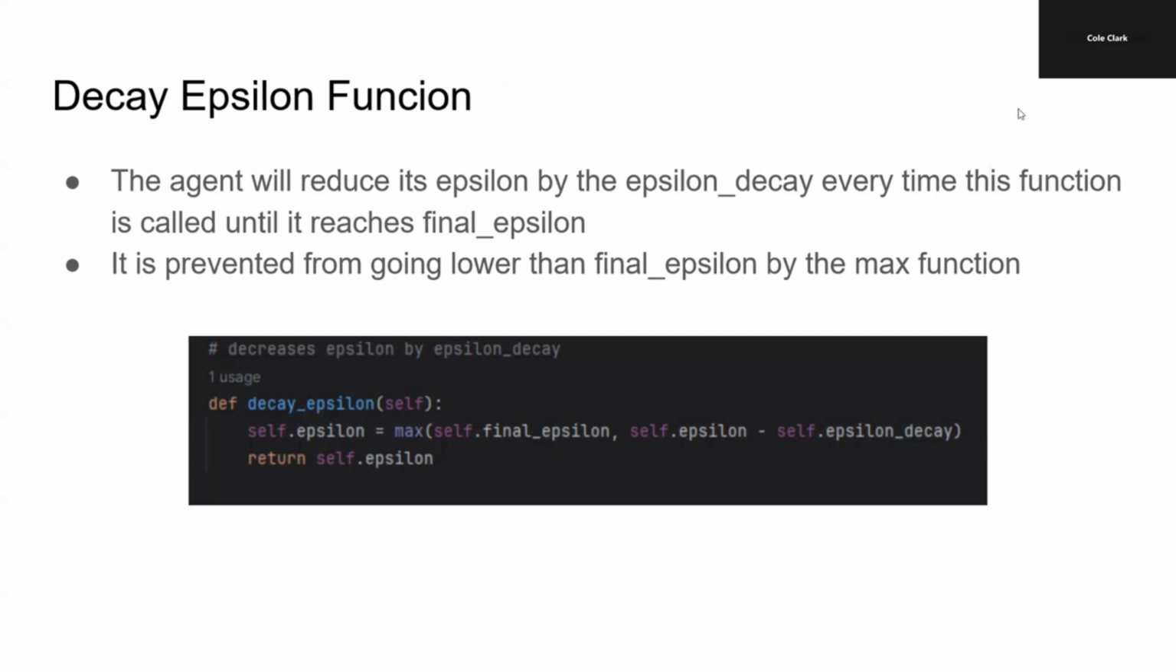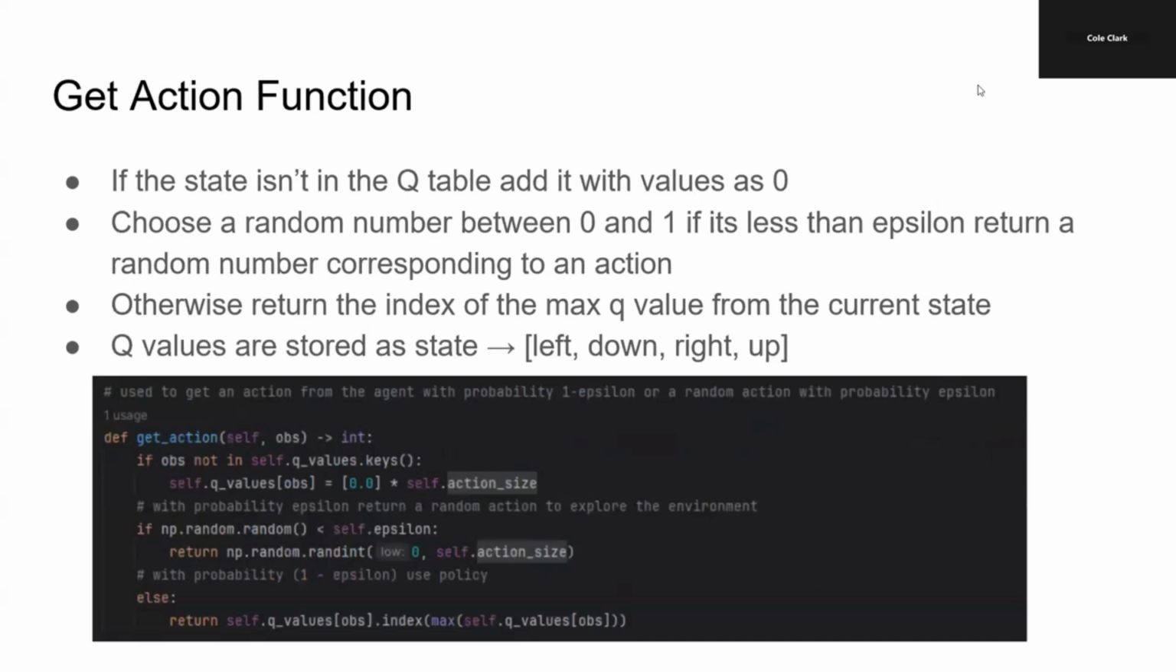The agent will reduce its epsilon by the epsilon decay every time this function is called until it reaches final epsilon. It is prevented from going lower than final epsilon by the max function. First, we make sure the current state is in the Q table. If not, it is added with 0 values.